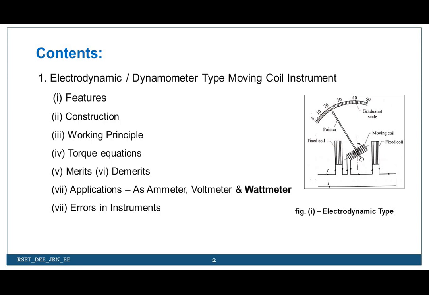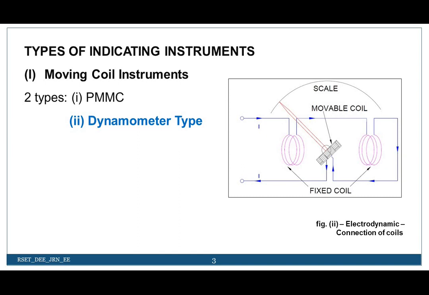Now, errors in instruments. So, this comes under moving coil instruments and it is called the dynamometer type moving coil instrument. The permanent magnet moving coil instrument we studied in the previous lecture. Now, you can see the diagram over here. Instead of permanent magnets, here we are having air core solenoids acting as a magnet. That's the main change. This is a fixed coil, and you can see these two fixed coils are connected in series, and this is my moving coil present between the two fixed coils. We'll be studying in detail. And to the moving coil, you can see the pointer attached, which moves over a graduated scale.